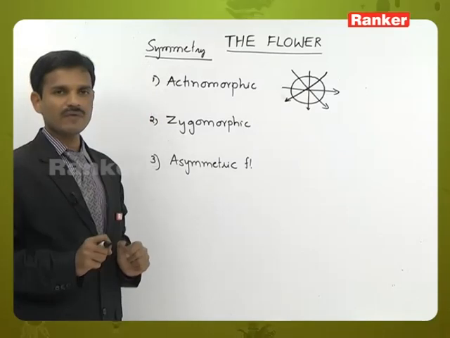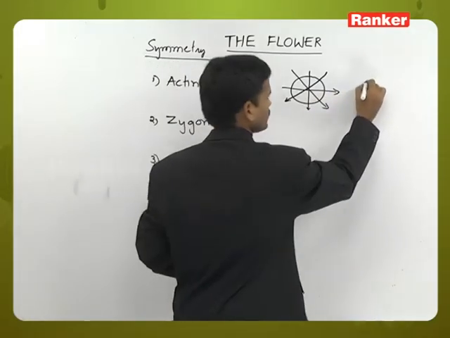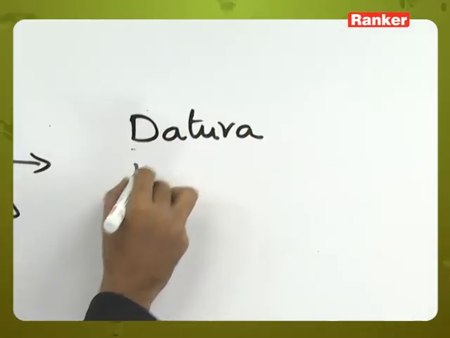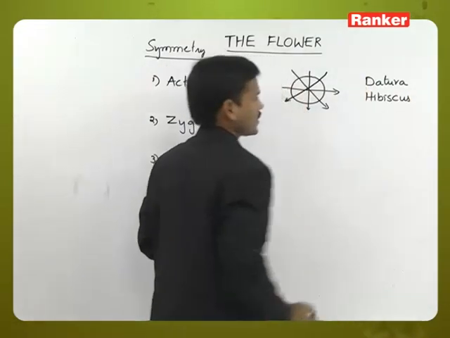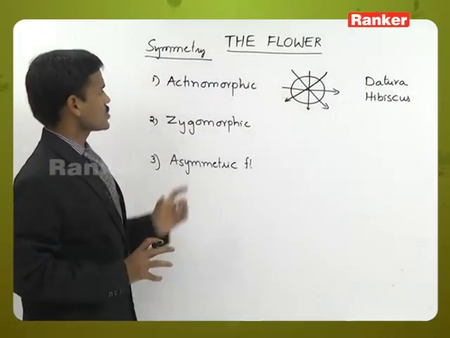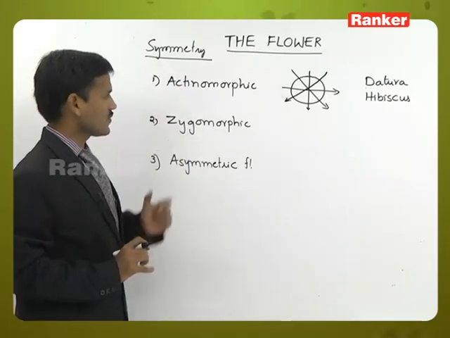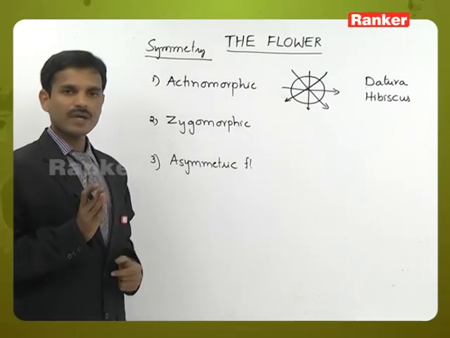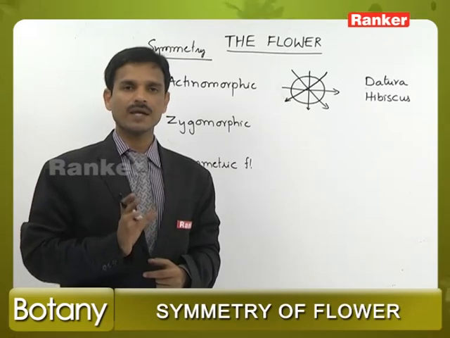So actinomorphic flowers are observed in hibiscus, datura, chili. Okay, these are some flowers showing this type of actinomorphic symmetry and zygomorphic symmetry. Zygomorphic symmetry means the flower can be cut into only two equal halves by a single plane.